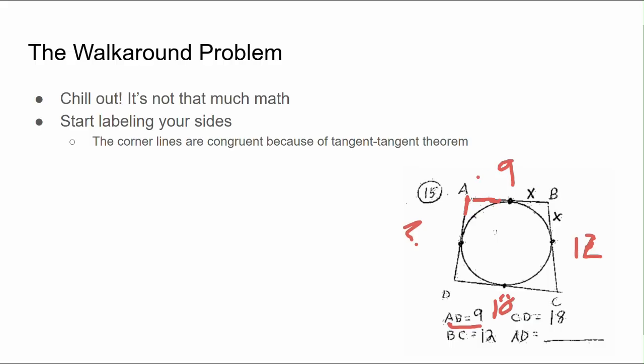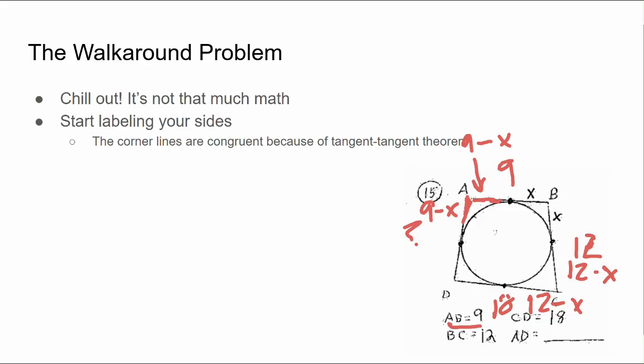So this whole side is 9, and this one is x. So this part here has to be 9 minus x. And then since it's the same over here, you can say this part is 9 minus x. Same with this, so this is 12 minus x, and this is also 12 minus x.